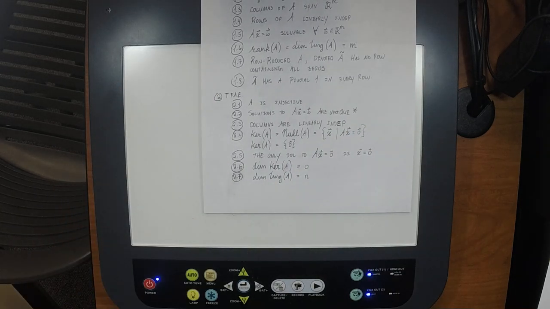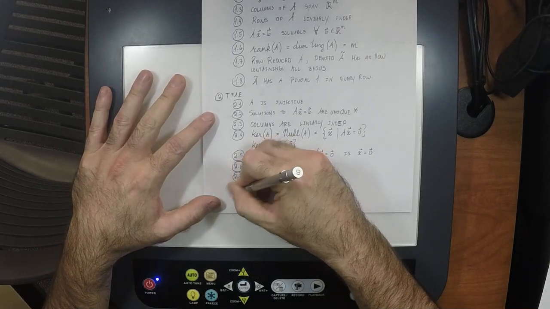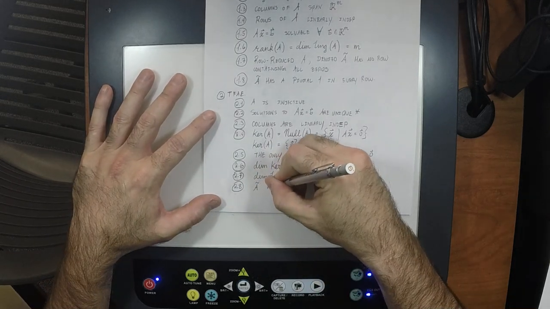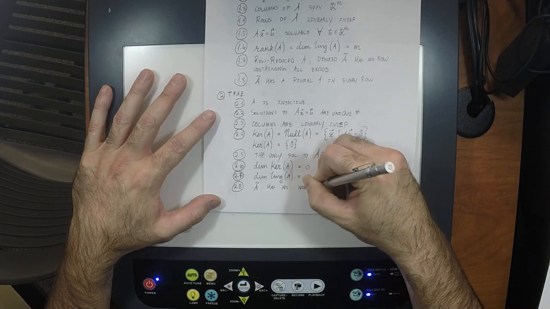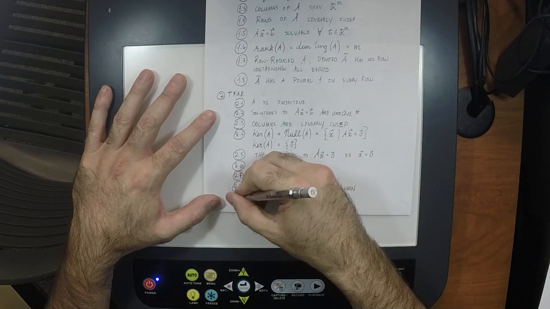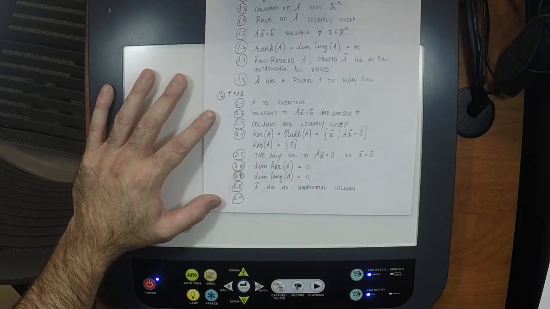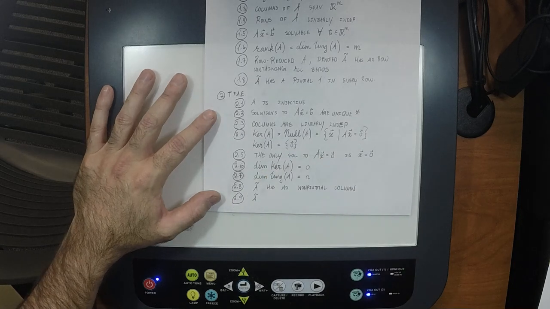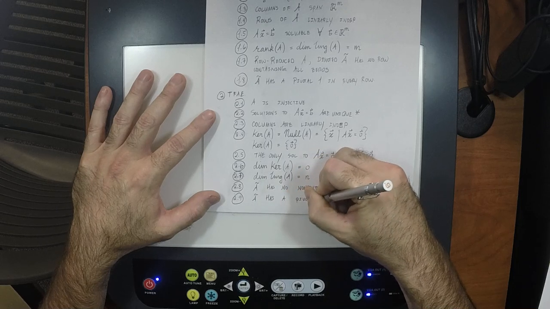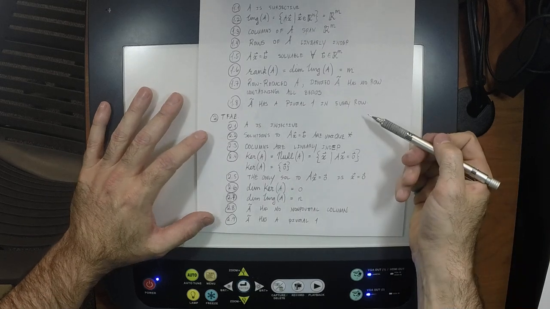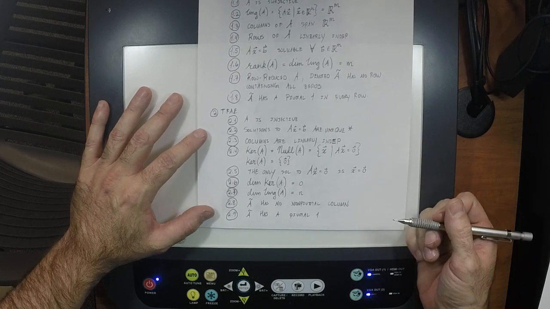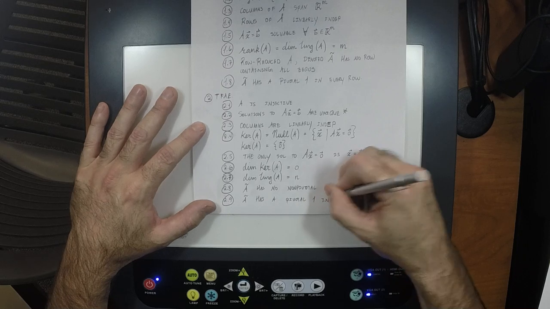Okay, how about now talking about row reduction things? So A tilde, the row reduced version of the matrix, has no non-pivotal column. And finally, A tilde has a pivotal 1. So the statement for surjectivity was that you have a pivotal 1 in every row. What's going to be the statement for injectivity? Pivotal 1 in every column.